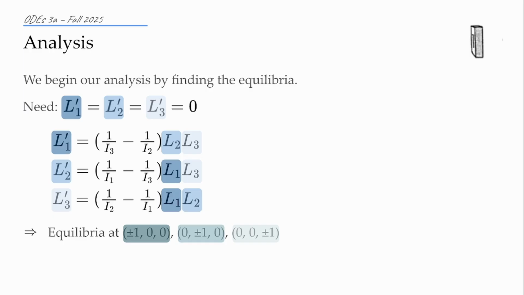We begin our analysis of the system of ODEs by finding the equilibria. To find these, we need L1 prime equal to L2 prime equal to L3 prime equal to 0. By inspection, we find that we have equilibria at plus or minus 1, 0, 0; 0, plus or minus 1, 0; and 0, 0, plus or minus 1.